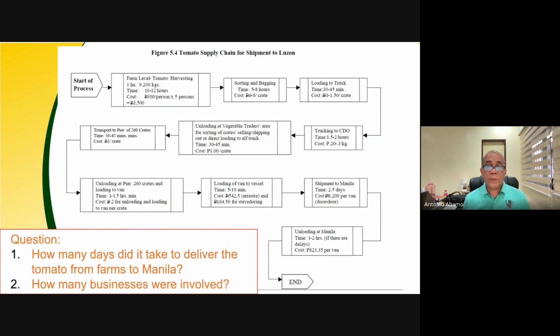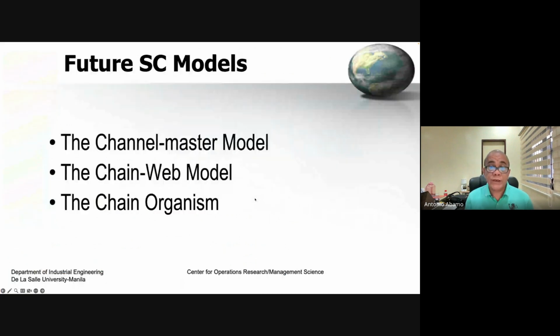No? So you also have a tomato supply chain, shipment to Luzon. Okay, so from the farm, it's sorting and bagging, loading, and it goes to trucking, unloading, and then transport, and so on. Shipment to Manila. Okay, and then from Manila to the unloading in Manila. So that means to say it should only cost about 823 per van, a huge container van. So if it is going to be delayed, it will increase the cost. Okay, so it's really time bounded, and also cost is monitored.